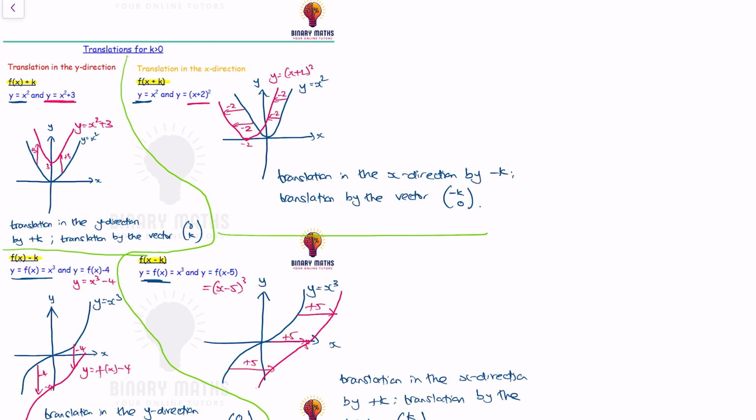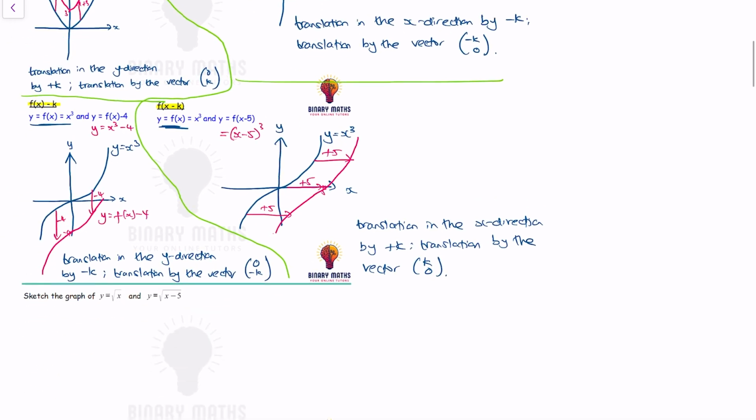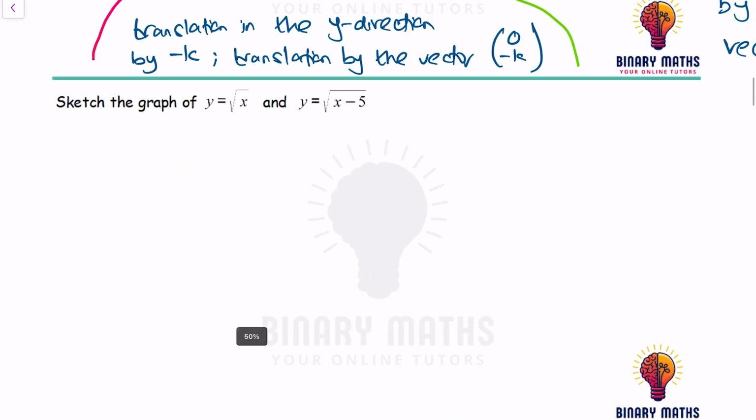If I had to summarize, if the k is outside the bracket, it's a translation in the y direction. If k is inside the bracket, it's a translation in the x direction. And if it's translation in the y direction, if it says plus k, then the translation is plus k. But if it's translation in the x direction, it's the opposite. So if it says f of x plus k, it's going to be subtracting k. Let's do some examples and see how each one is affected by this.